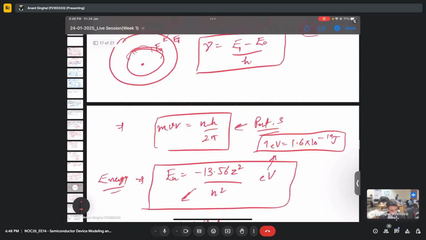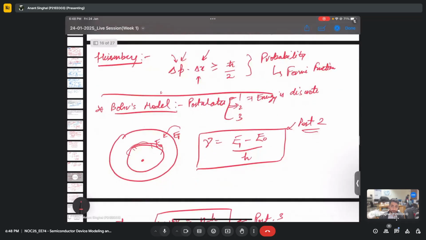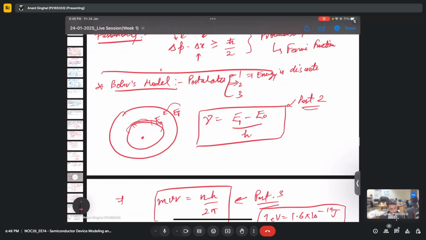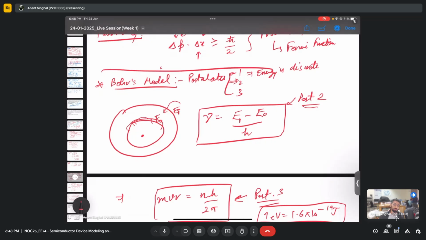Is it understood, all the three things? This is very basic class 9 stuff, so if you have any doubts, you can ask. Otherwise, we can move ahead. Yes, sir. We can move ahead.